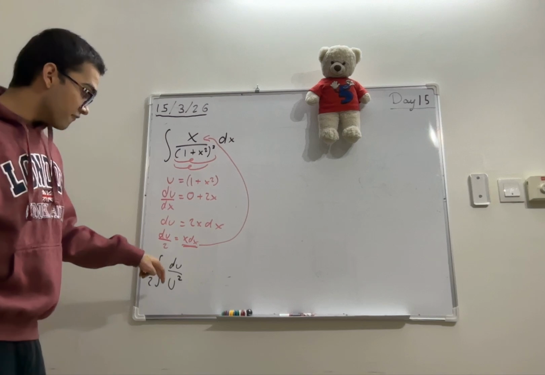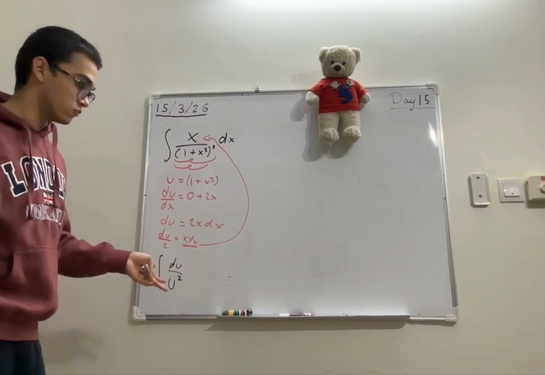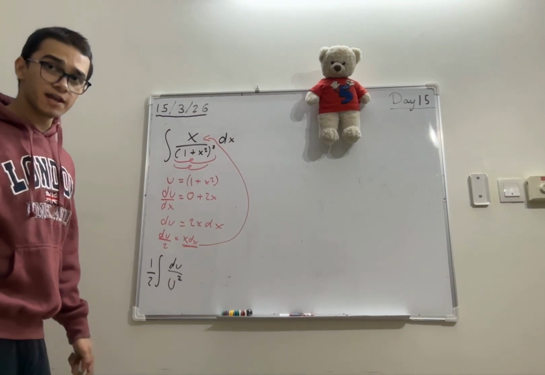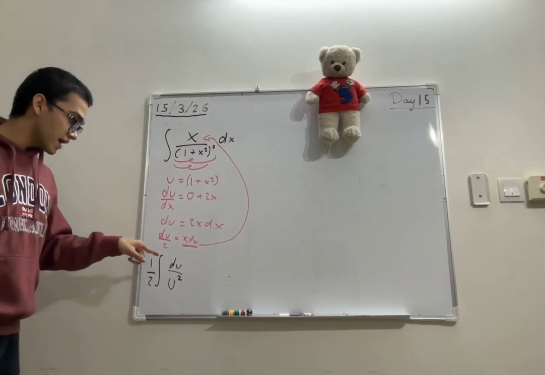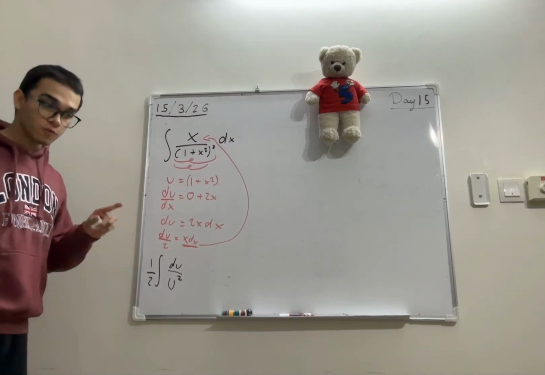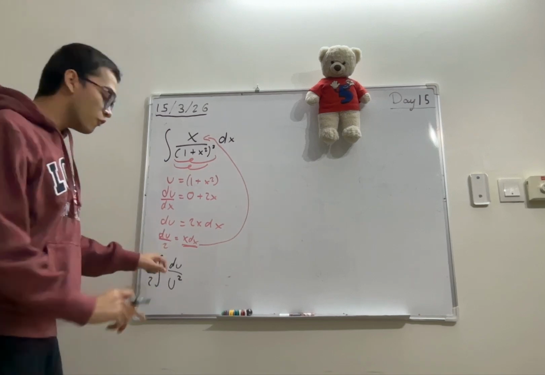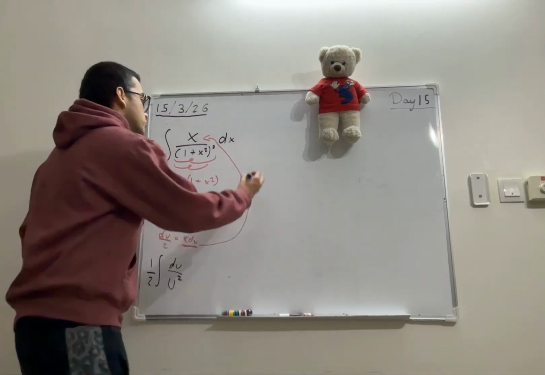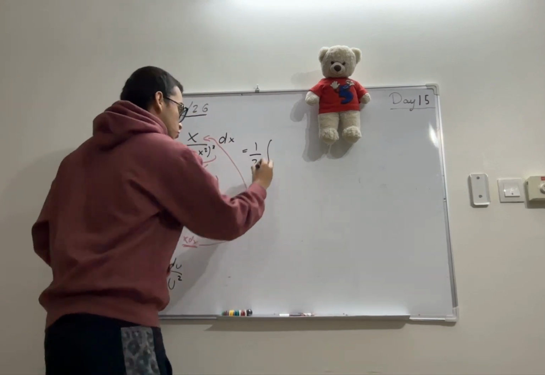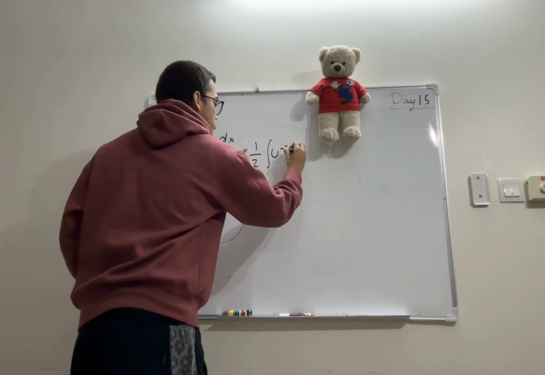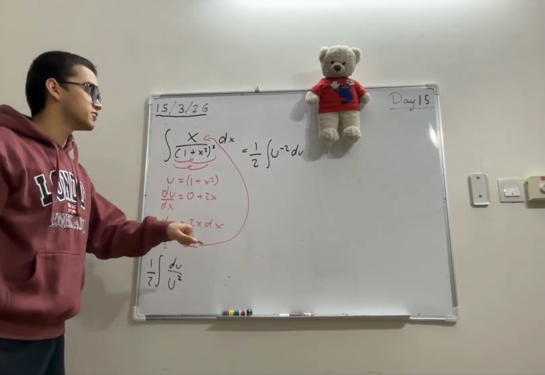We have a property for 1 by x, which is log x, and we have a property for the power rule, which is x raised to the power n plus 1 by n plus 1. Here you can see it can't be ln because it's u squared, it's not one term. So you have to use the power rule. But how do you use the power rule in the denominator? You would simplify this as 1 by 2, the integration of u raised to minus 2 du, because 1 by u squared is just u raised to the power minus 2.